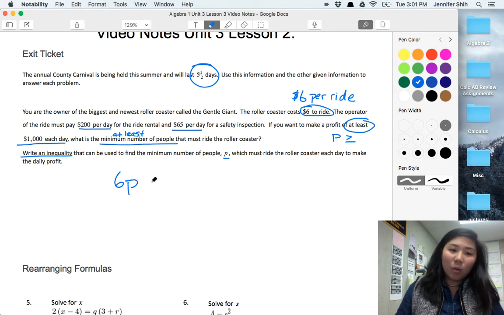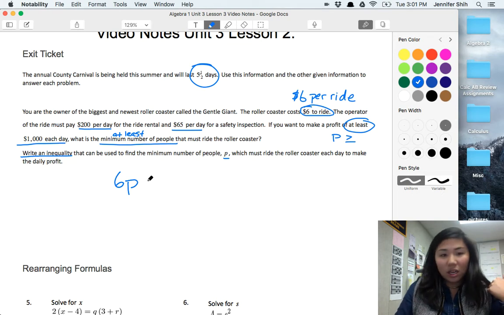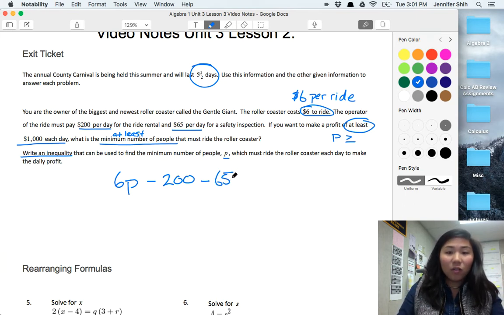But we have to think about what is it going to cost us. Well, we have to subtract away the $200 it cost for the rental, and then we have to subtract away the $65 it cost for the safety inspection each day. So all of this, our money coming in, what we're charging people, this is the money we're making. It has to be greater than or equal to 1,000.